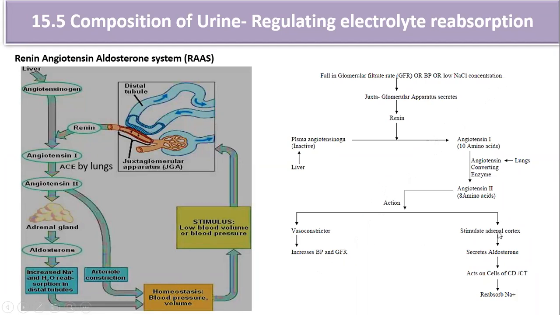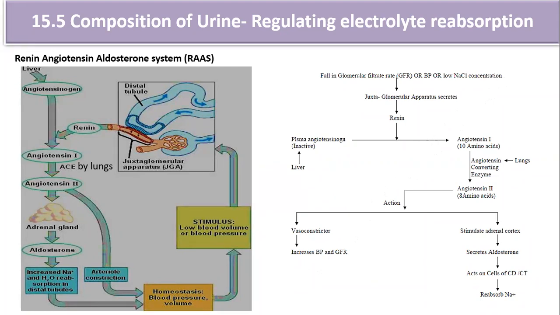Another role: it is going to stimulate the adrenal cortex to secrete aldosterone. Aldosterone is going to act on the cells of the collecting duct or collecting tubule. There will be reabsorption of sodium. Whenever there is reabsorption of sodium, there will be reabsorption of water as well, so it is going to increase blood volume and blood pressure. So this is how the renin, angiotensin, aldosterone system works. That is the second mechanism by which the electrolytes in the body can be regulated.